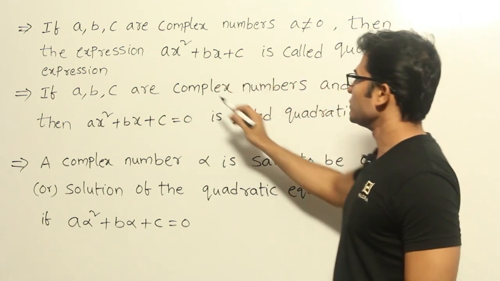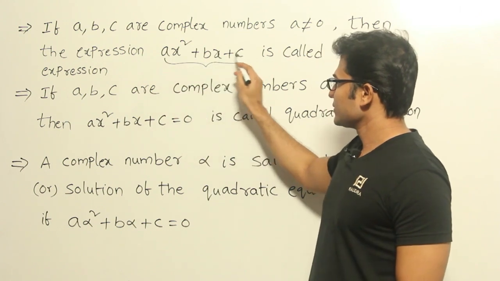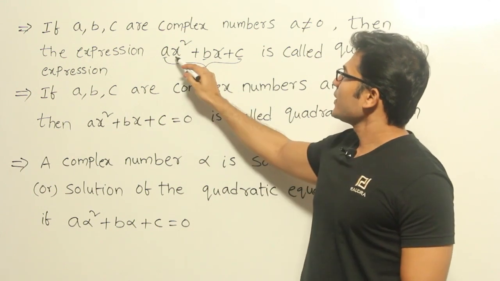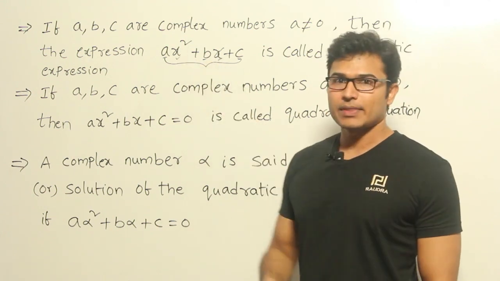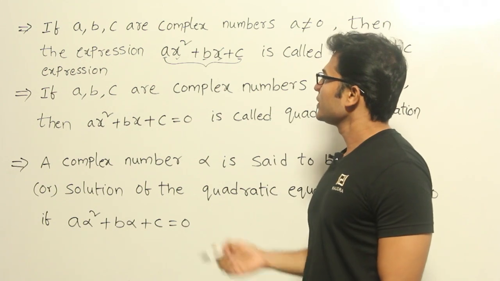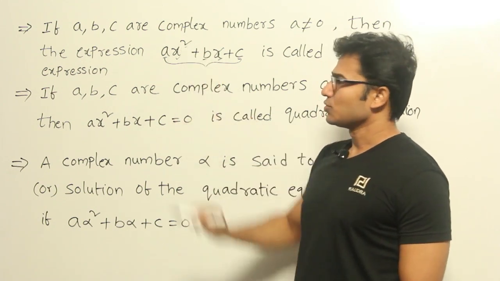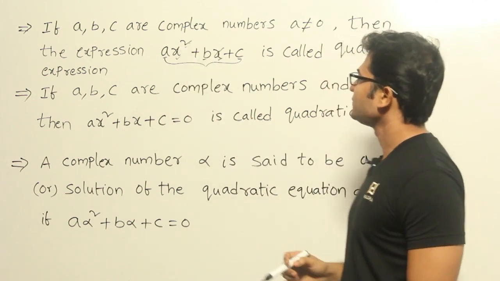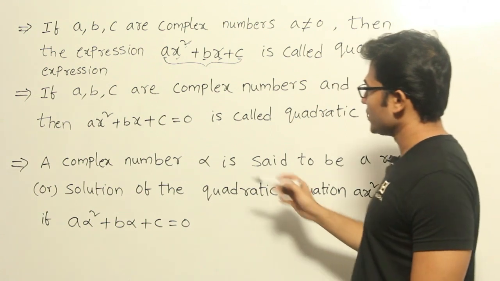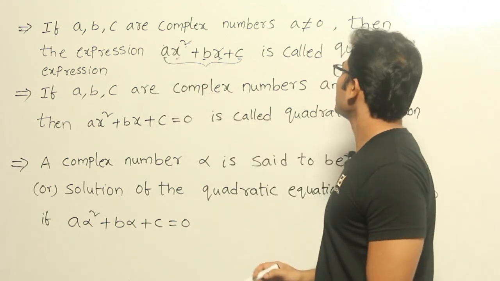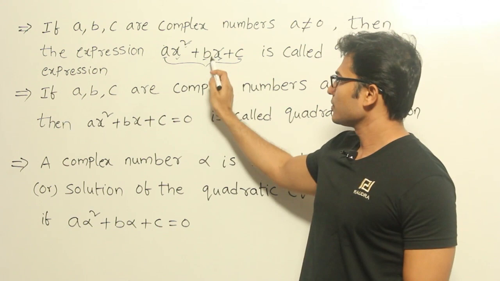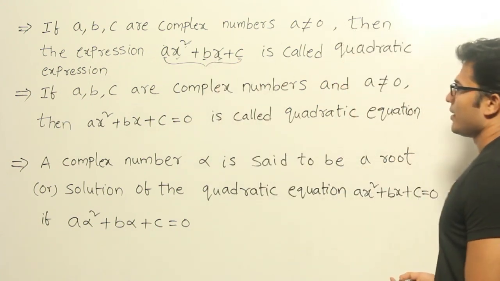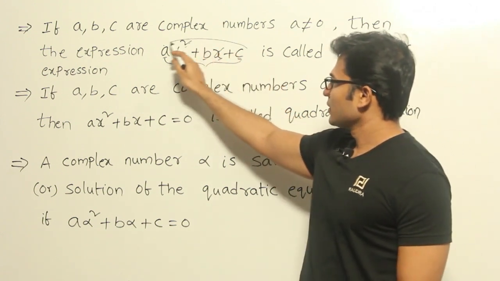expression. So what I mean to say is, when you have any expression like this in which a, b and c are complex numbers and x is a variable, and if you observe it, the highest power of x in this one is 2, right? That is why it is called quadratic. Quadratic means highest power is 2. Got it? And also a should not be equal to 0, right? In case a becomes 0, then this highest power becomes 1. That is why we cannot call it quadratic. And this is called the expression.